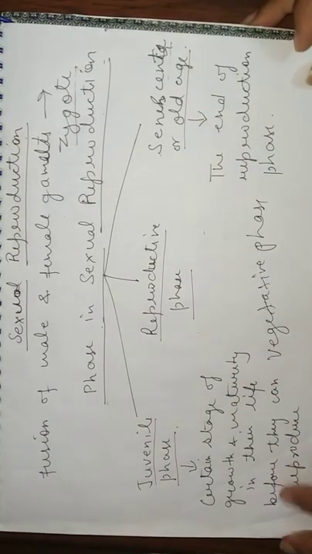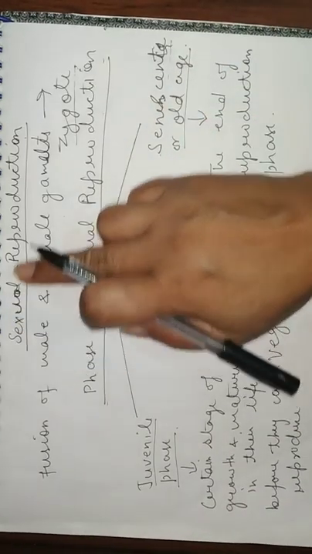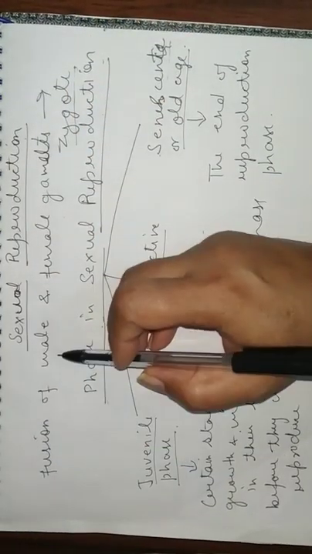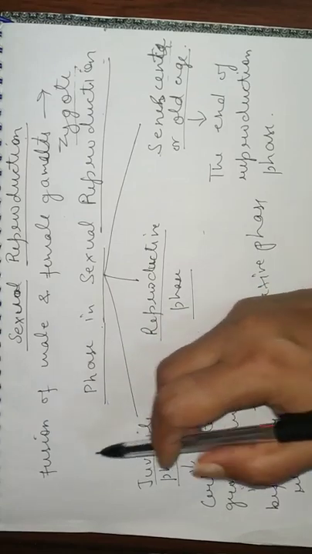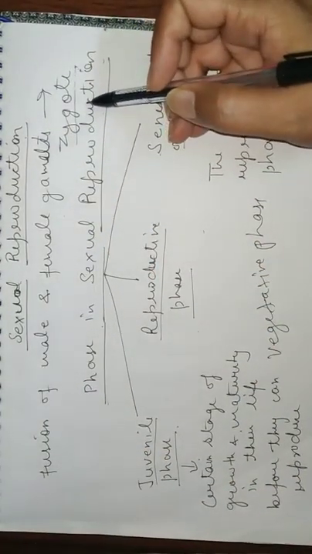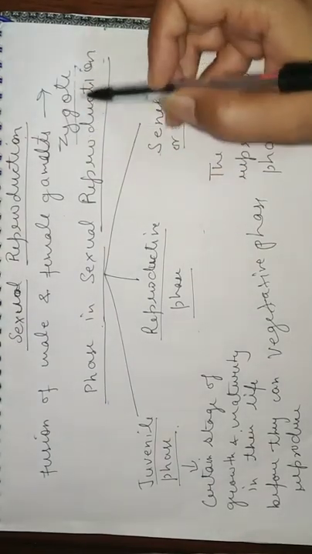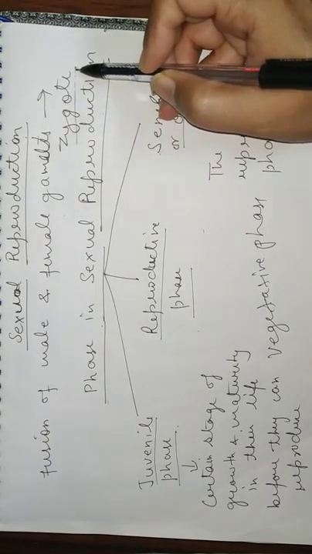This is all about asexual reproduction. Now we start sexual reproduction. Sexual reproduction involves the formation of gametes, and after gamete formation, the fusion of male and female gametes, which may be from different individuals of the opposite sex, forms the zygote. Through the zygote, a new individual is developed.